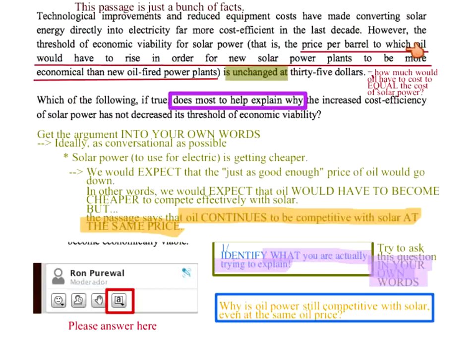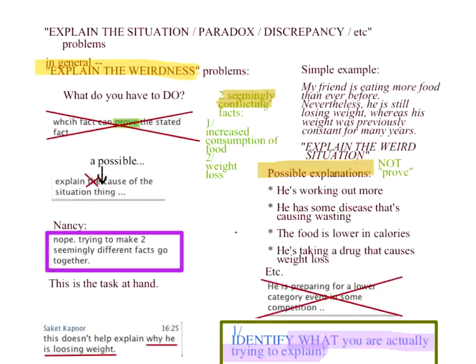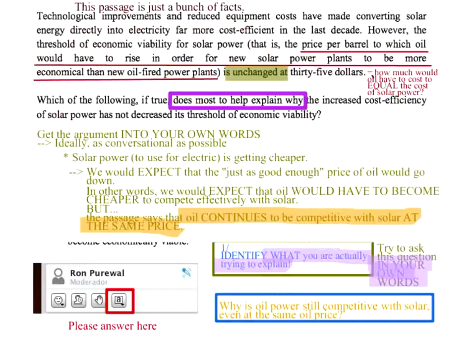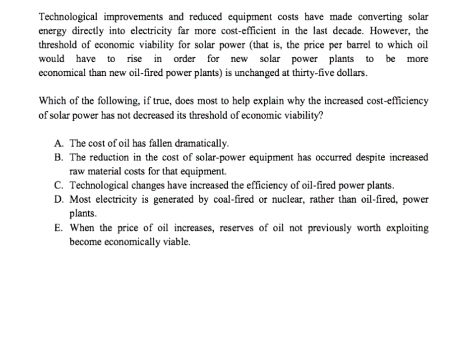This is a very specific issue. It's kind of like in this problem, the issue is what is causing my friend to still lose weight. And these are all things that could cause that. But you have to understand first that that is the issue. So let's take a look at this problem with answer choices.